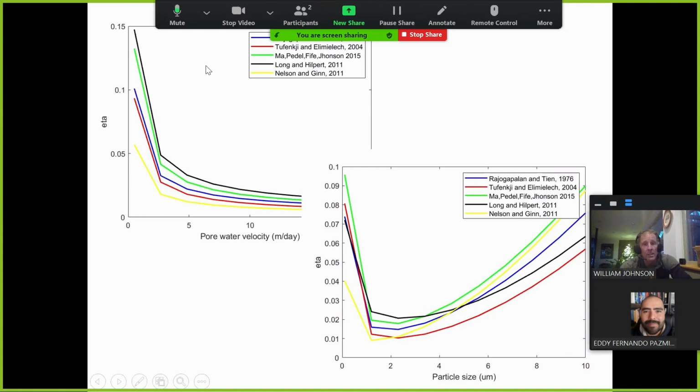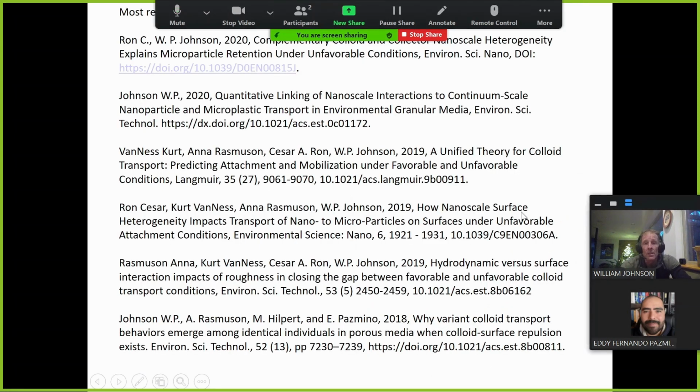The way this is set up in MATLAB is that people can vary the parameters that go into those heuristics quite easily to look at trends. So here you can see eta shows a minimum around the 1 to 2 micron colloid size range.